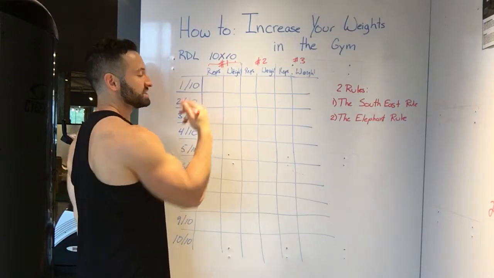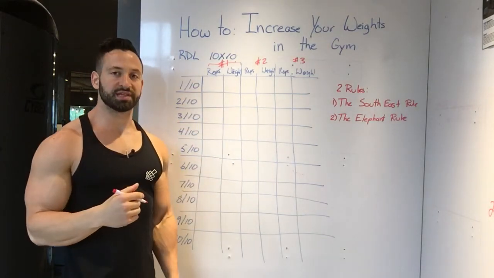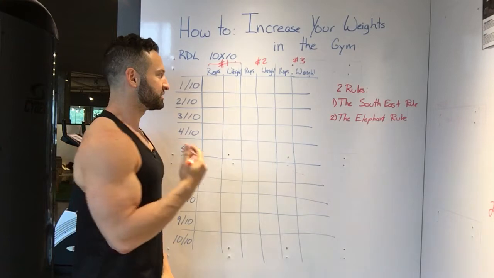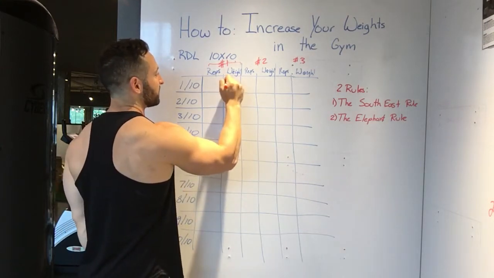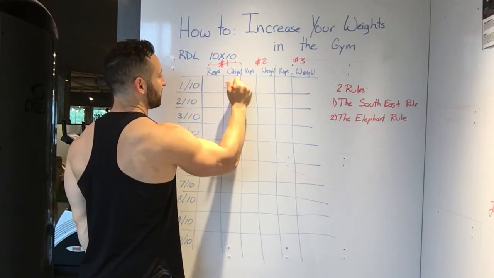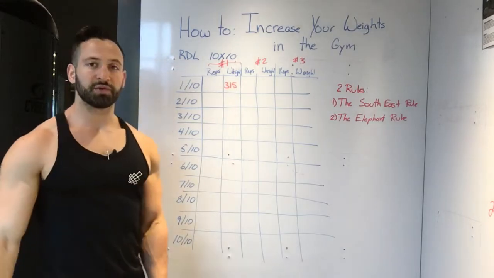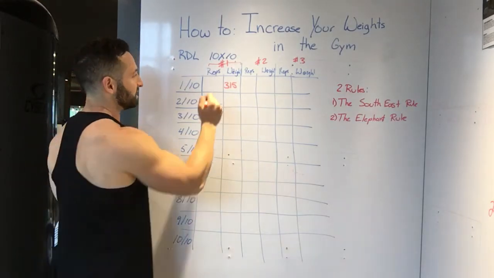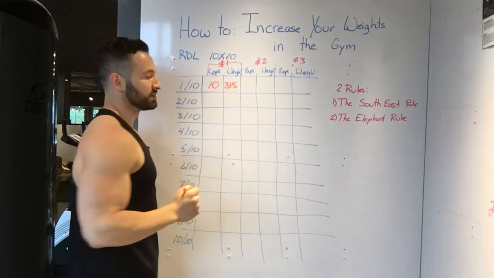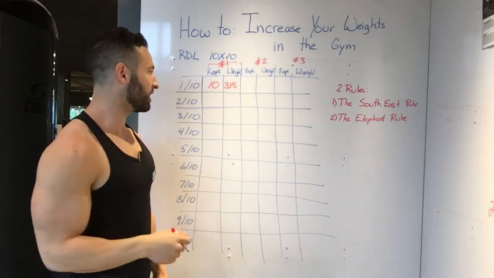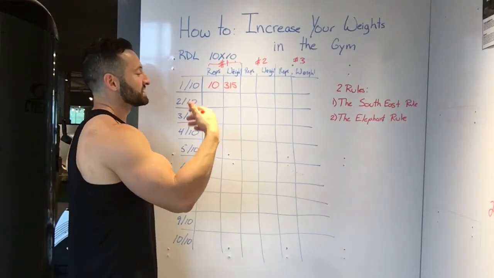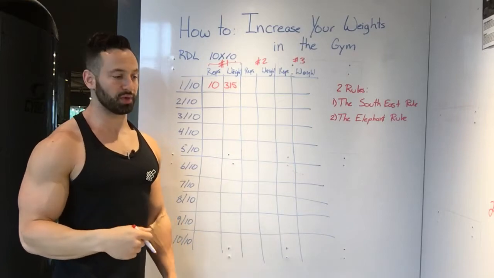And your first set, this is after your warm-up set, all right? This doesn't include warm-up sets. These are your work sets. Let's say you're doing 315 pounds, all right? 315 pounds, and you did 10 reps, all right? Good, everything's going fine. The Southeast Rule dictates the following.